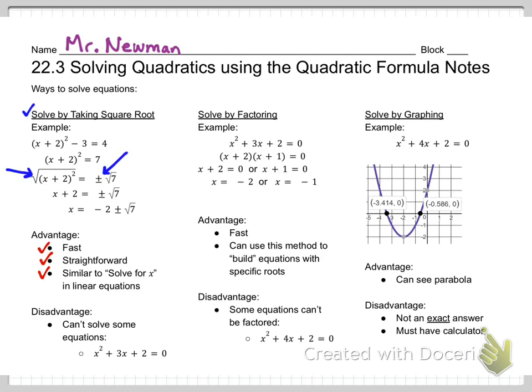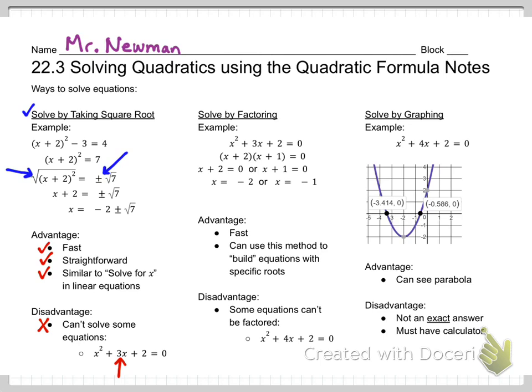One downside is it can only solve certain equations. For example, you can't solve this equation down here. The main reason is because of that 3x right there. When you try to get x squared by itself to square root it, that x there just gets in the way, and you just can't solve it by taking the square root.